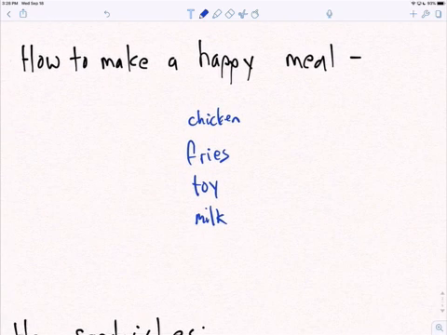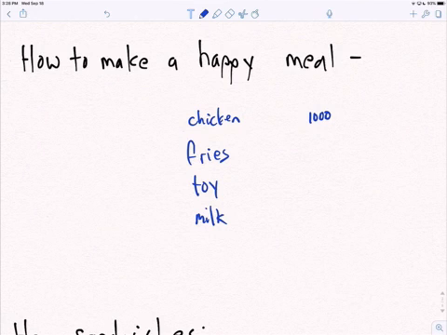So let's say I've got 1,000 units of 5-piece chicken nuggets, 1,000 fries, 1,000 toys, and 10 milks. How many Happy Meals can I make with these? 10. Why can I only make 10? Because you only have 10 milk. Yeah, because I'm limited by something, right? The whole idea, I'm limited by something. I have excess of all these, but since I only have 10 milks, I can only make 10 Happy Meals, right?